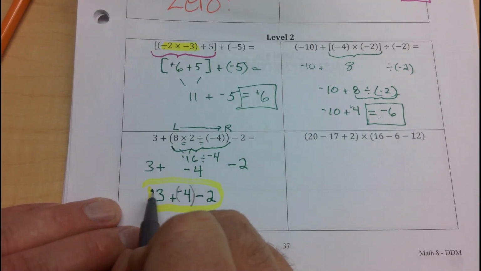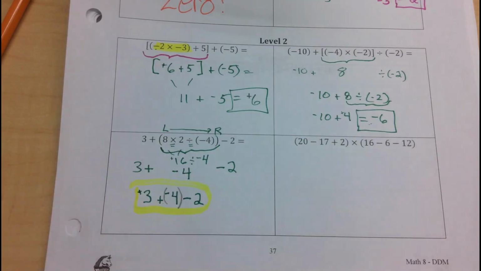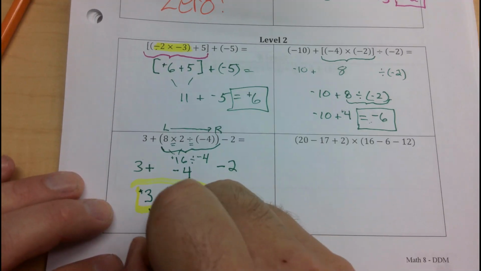Okay. Positive 3 plus a negative 4. That's a fight. The negatives win. The negatives win by 1.